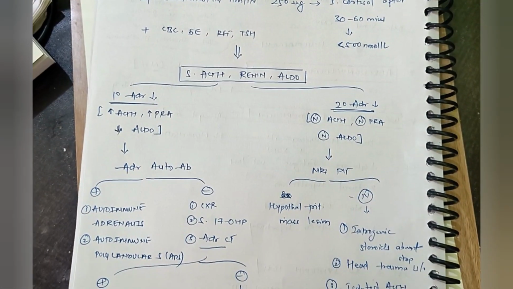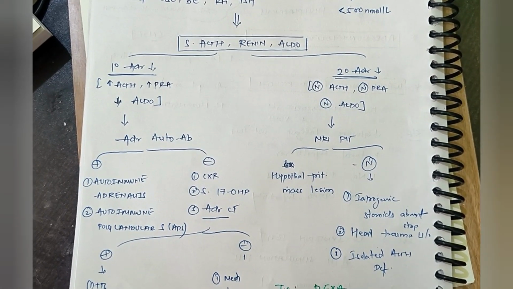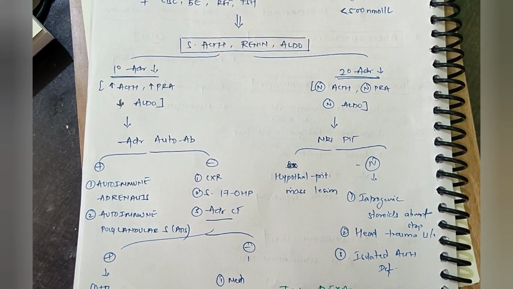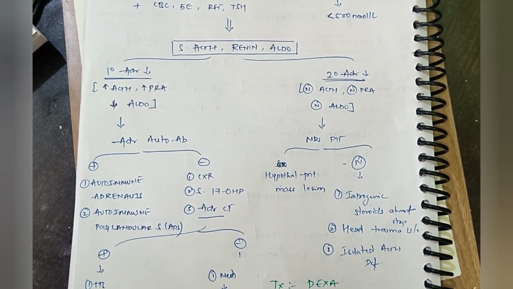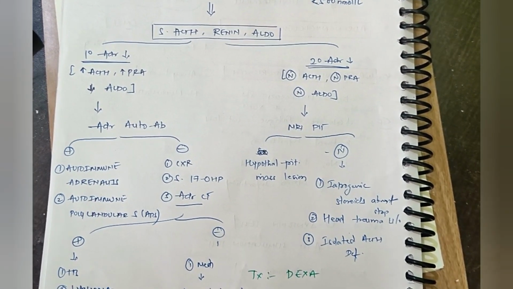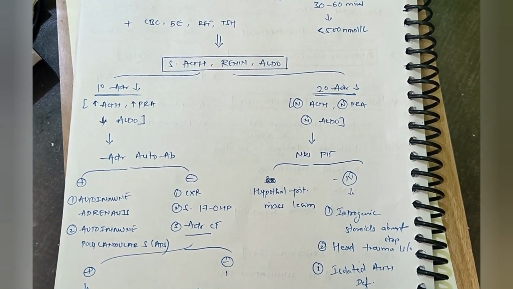Now the next is we have to differentiate primary versus secondary. For that you do serum ACTH levels, plasma renin activity, and serum aldosterone levels. In primary adrenal insufficiency, the ACTH will be increased, there is increased plasma renin activity, and decreased aldosterone levels. But in secondary, everything will be normal: ACTH, plasma renin activity, and aldosterone, all three will be normal.